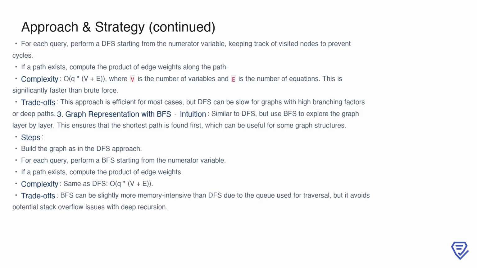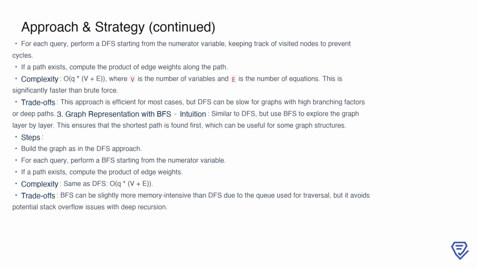This method is much more efficient than brute force, with a time complexity of O(Q * (V + E)), where V is the number of variables, E is the number of equations, and Q is the number of queries. Another option to consider is BFS, which explores the graph layer by layer. This ensures that the shortest path between nodes is found first, which can be advantageous in certain graph structures.